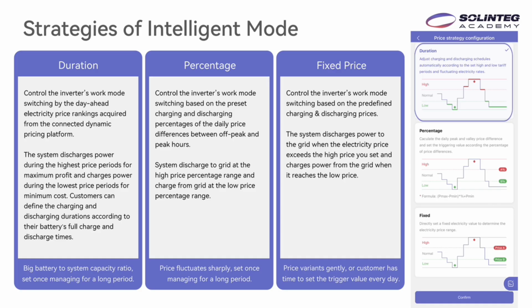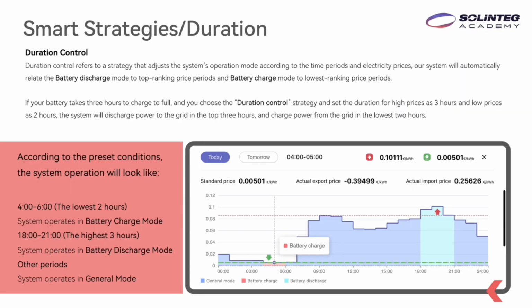So the principle of this will be like, once the user has set the time period under the duration strategy, the system will automatically rank all the prices along the day and then find the high price period and the low price period. And then the system will use the high price period to discharge the battery and use the low price period to charge the battery. And we can see the example over here for a better understanding.